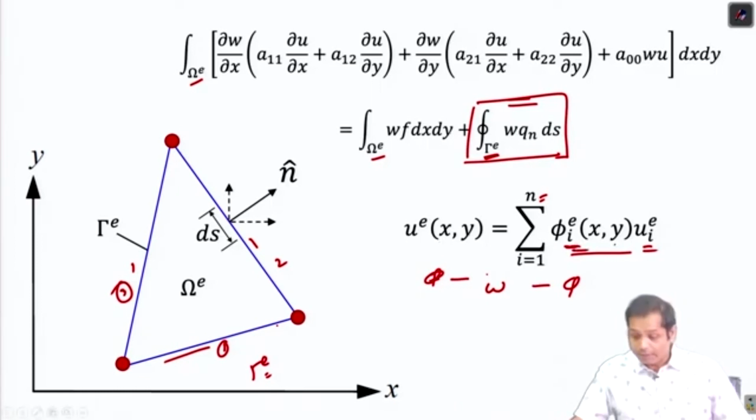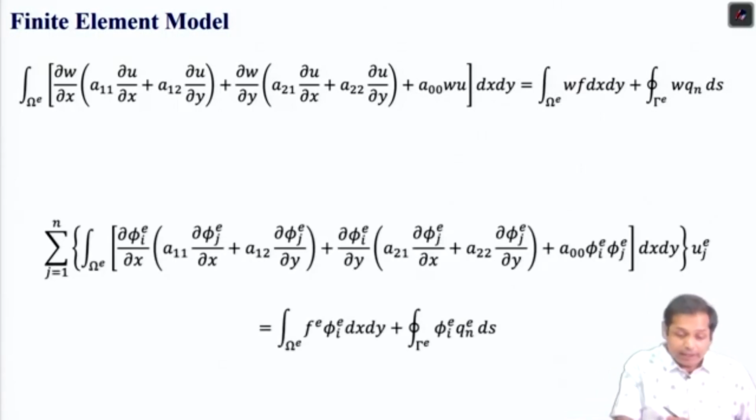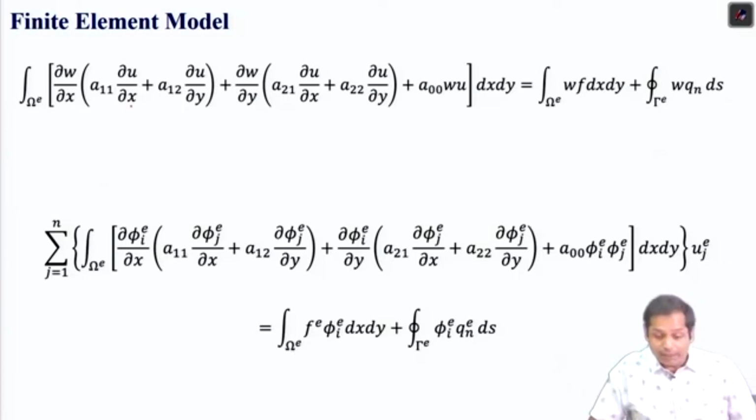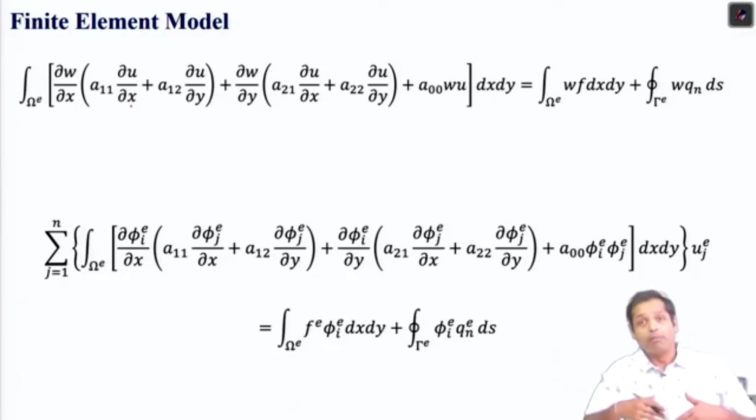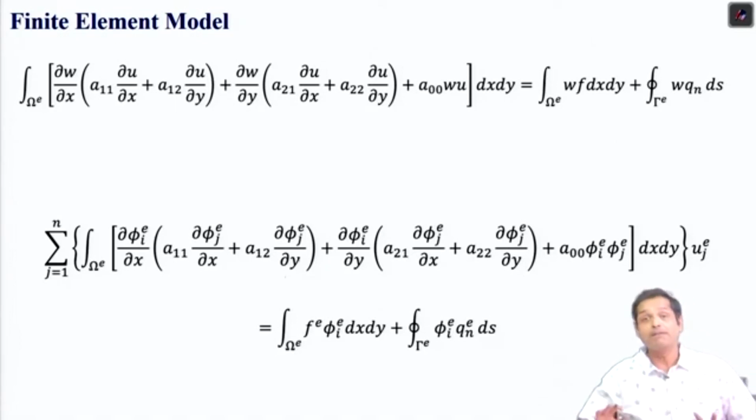If we substitute w and u accordingly by the shape function at the element level, then this is the equation we have at the element level. Del u del x, since u is represented by the shape function, can be computed from the derivative of the shape function. This is how we can now write the entire equation in terms of the shape function.